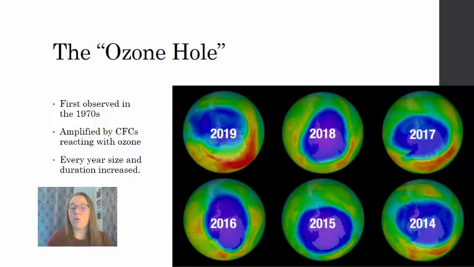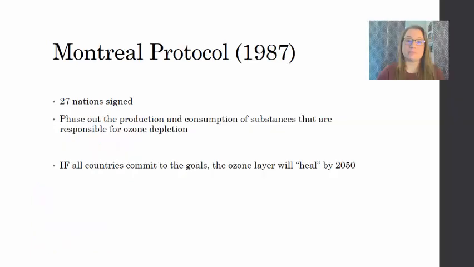And that ozone hole started to persist throughout the entire year and not just during the spring. So this was first observed in the 1970s, and this is amplified by the use of CFCs reacting with the ozone. And every year since it was observed, the size and duration of that ozone hole started to increase. And this was really concerning.